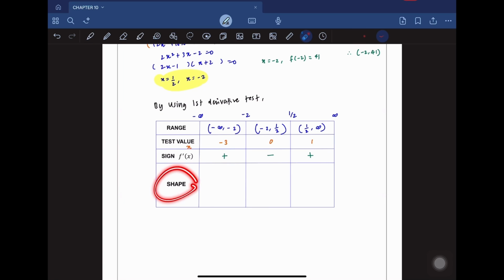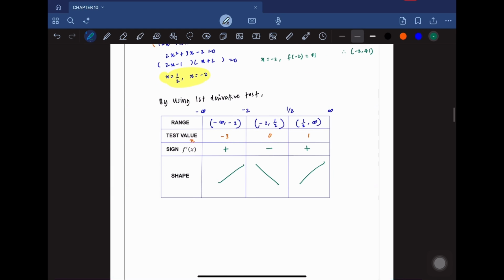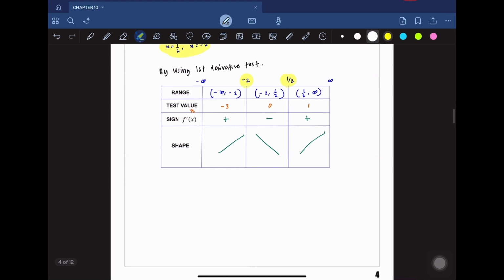Then we are going to draw the shape. Remember, this one is for positive, this one is for negative. So shape dia akan jadi positif macam ni, negatif macam ni. Next one kita akan check dia maximum, minimum ataupun tak ada relative maximum. So macam mana korang nak check? This is the value of x. Shape dia macam ni, lepas tu macam ni, so dia adalah maximum, relative maximum. Untuk yang ni pula 1/2, shape dia macam ni, lepas tu macam ni. So dia adalah minimum, relative minimum.